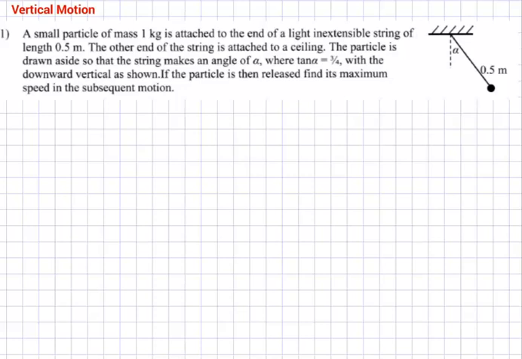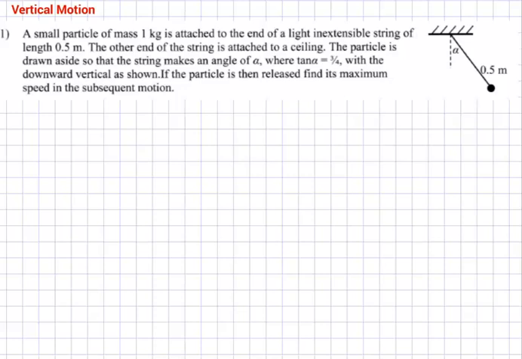So, a small particle of mass 1 kg is attached to the end of a light and inextensible string of length 0.5. That's the radius, I suppose, of the circular motion. The other end of the string is attached to the ceiling. The particle is drawn aside so that the string makes an angle of alpha, where tan of alpha is 3/4, with the downward vertical as shown. Okay, so the alpha is that, so the string and the downward vertical, that angle difference is alpha. If the particle is then released, find its maximum speed in the subsequent motion.